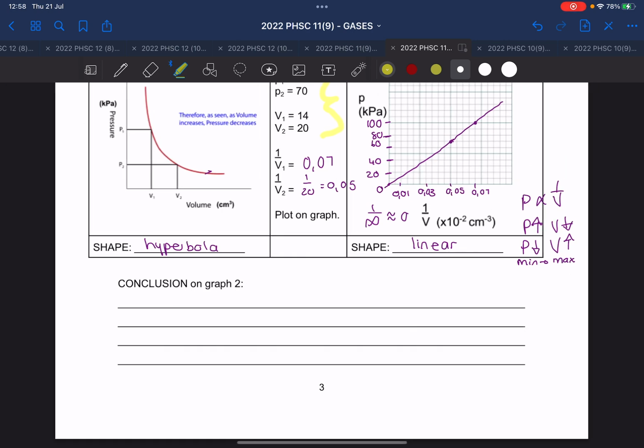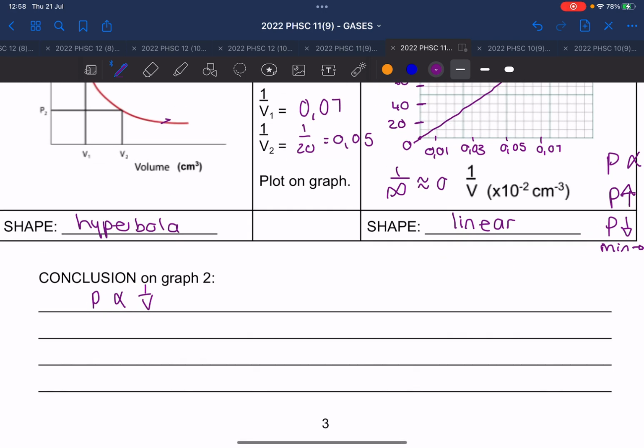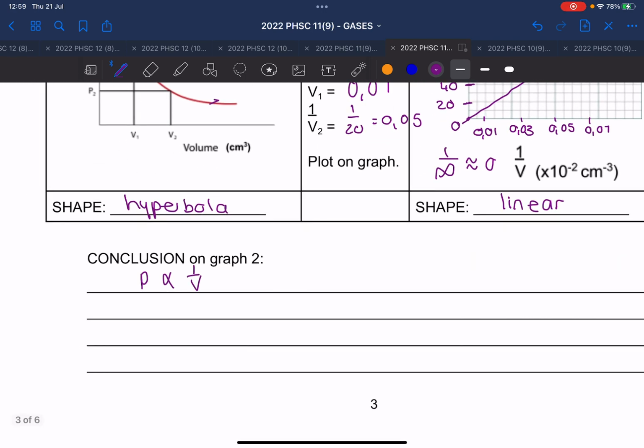Okay, so what's the conclusion? We actually already said it. The graph is a straight line, so the pressure is directly proportional to 1 over V. And that means that as pressure increases, volume decreases.